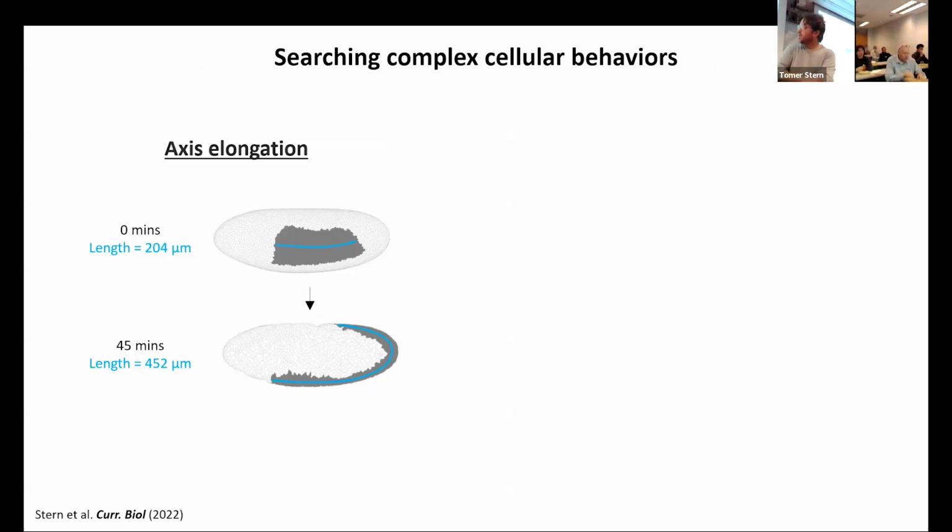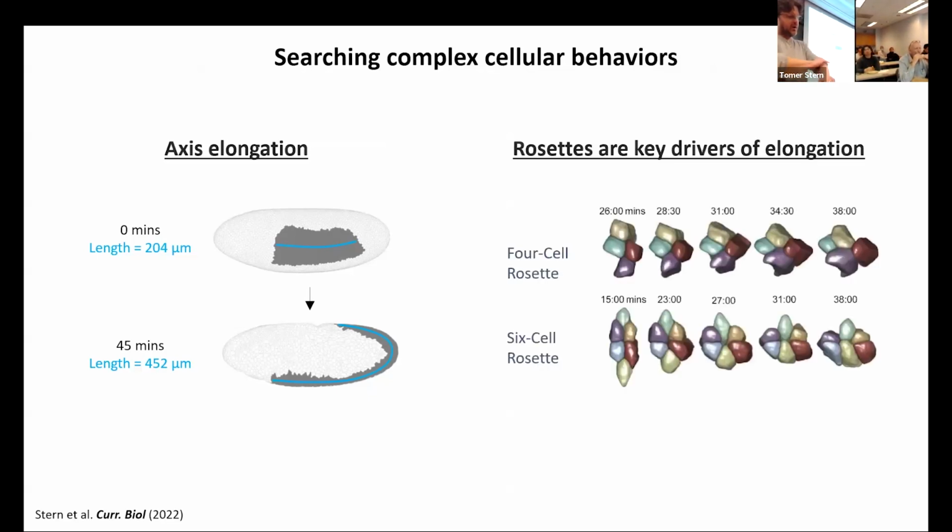Here it's called germband extension. You can see it takes about 45 minutes or a bit less. And one of the key drivers of this elongation is called rosettes, or multicellular intercalations. The simplest form is when you have 4 cells. You cannot do that with fewer than that.